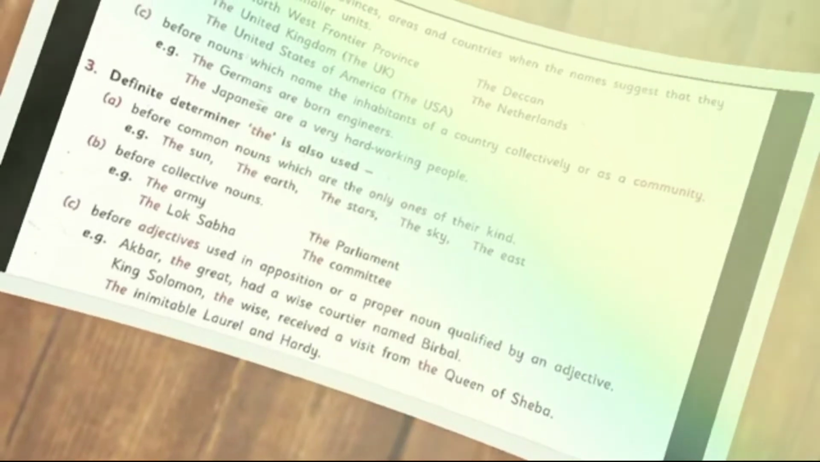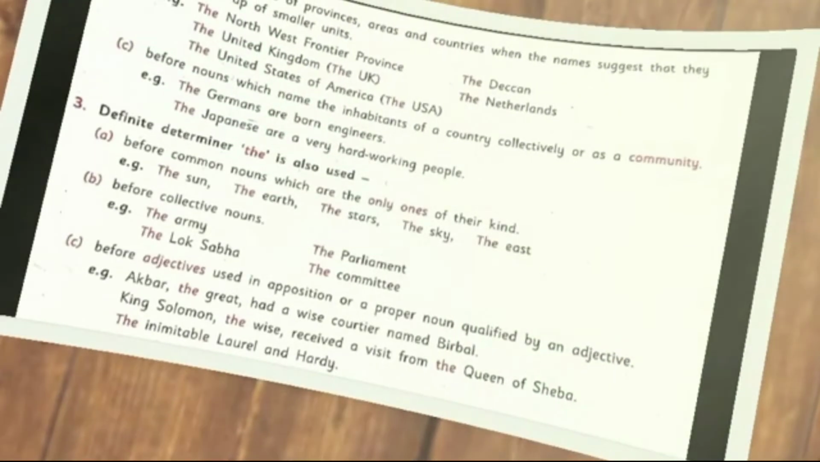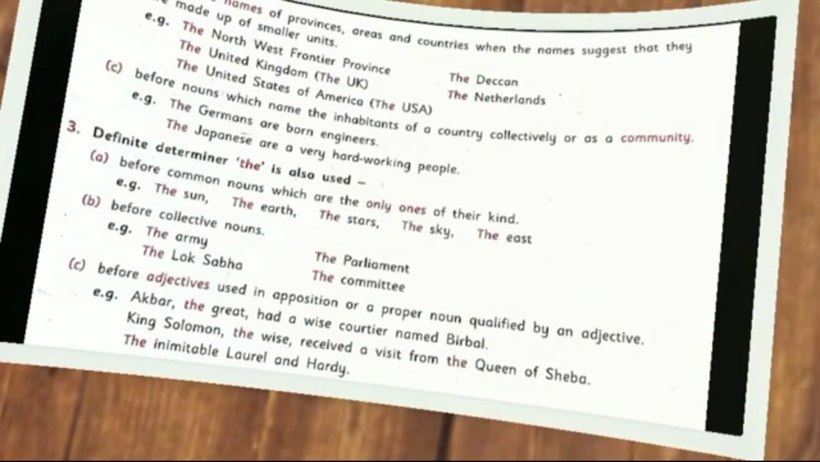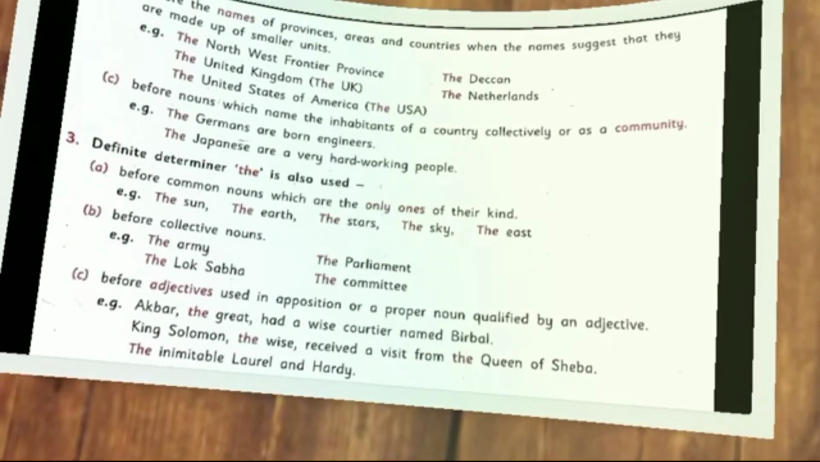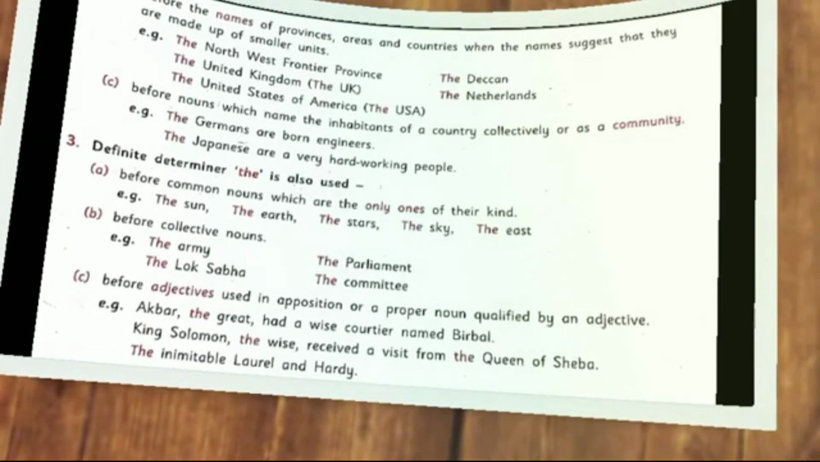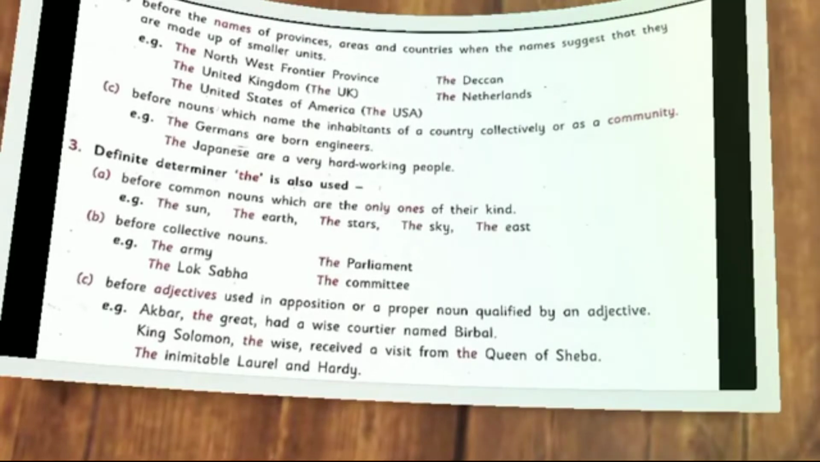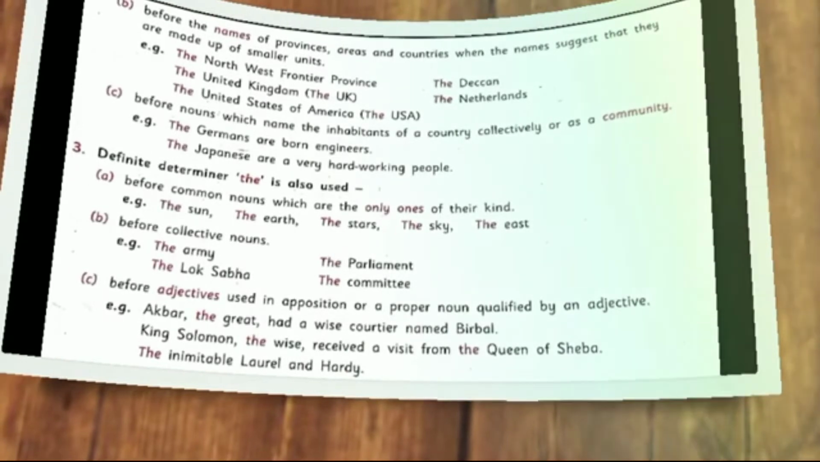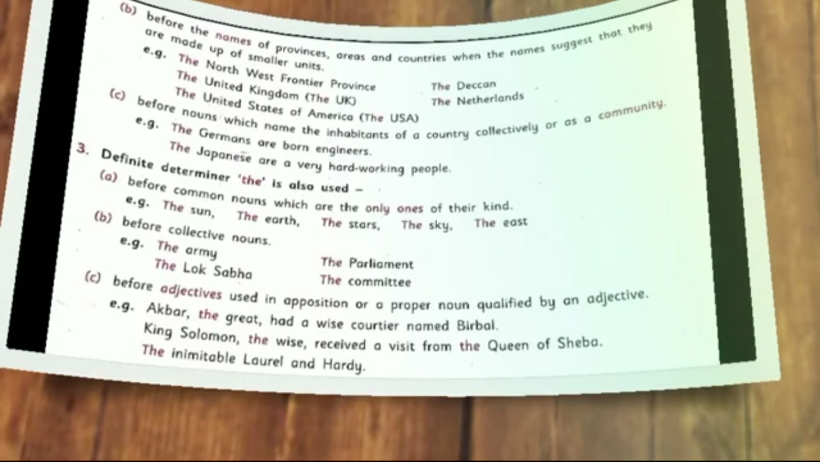The is used before the names of provinces, areas and countries when they are made up of smaller units. Example, the Northwest Frontier Province, the United Kingdom, the Netherlands, the United States of America, the USA, etc. The is used also before common nouns which are the only ones of their kind. For example, the sun, the earth, the stars, the sky, etc.